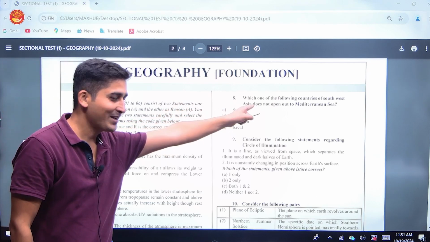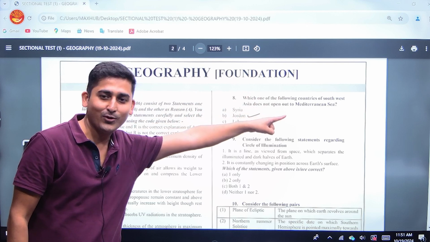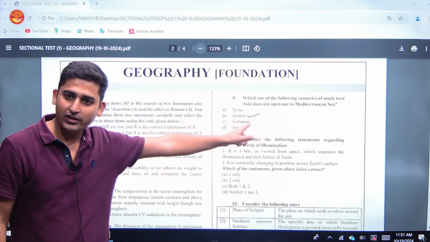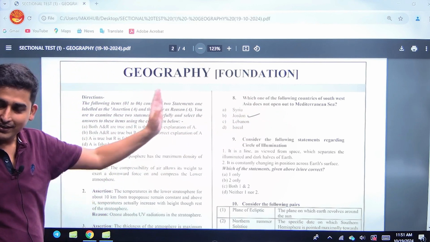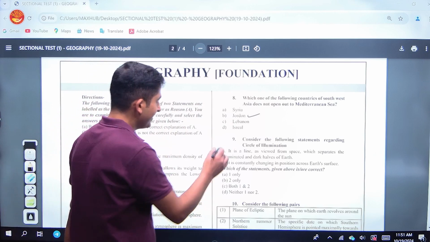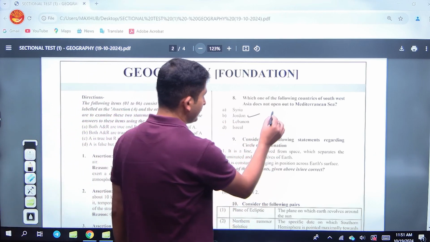Which one of the following countries of Southwest Asia does not open out to Mediterranean Sea? Yes, this is Jordan. There was nothing to think about, no elimination needed, the direct answer was Jordan. Answer B. Okay.